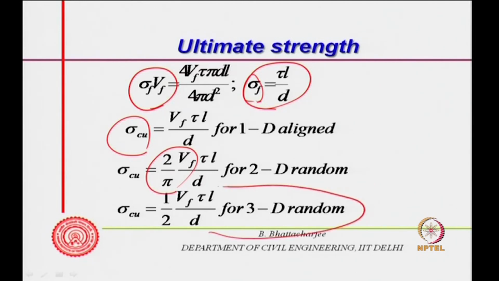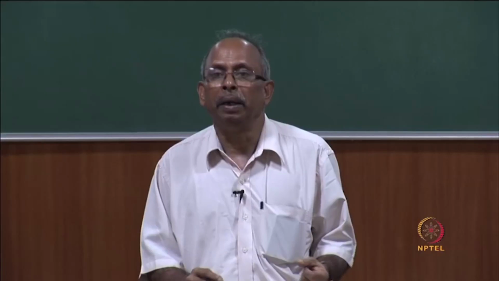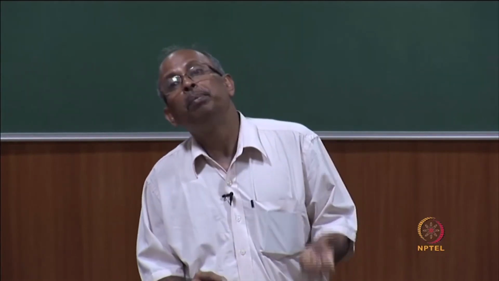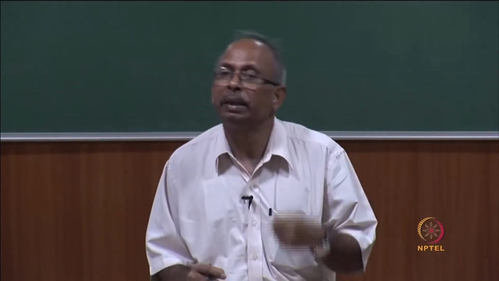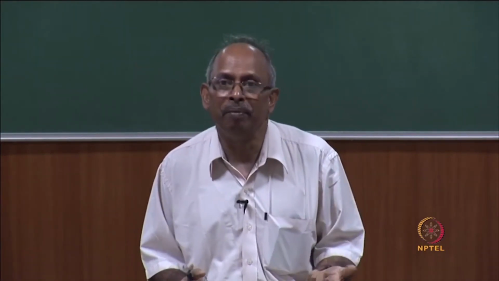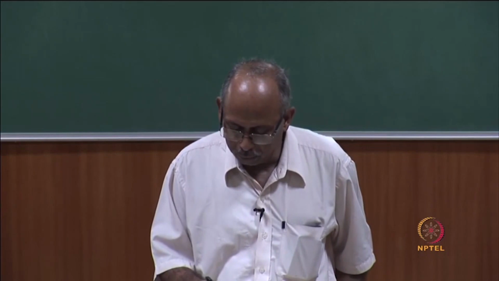So, for 3D random it is half V f tau L by d, that is the composite strength, because the pull out will govern, although sigma f u has not reached. Sigma f is governed by the pull out force, because it will pull out, and the stress that is attained, that is the stress the composite can take, multiplied by V f. So, that is how we find out the pull out force.